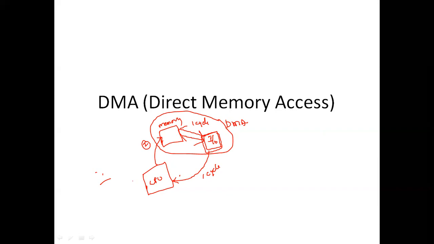And we are making this IO device directly contact the memory without the intervention of the CPU. That we call a direct memory access. As the name itself indicates, these IO devices or peripheral devices are going to access the memory directly, without the help of the CPU. So this is the direct memory access.